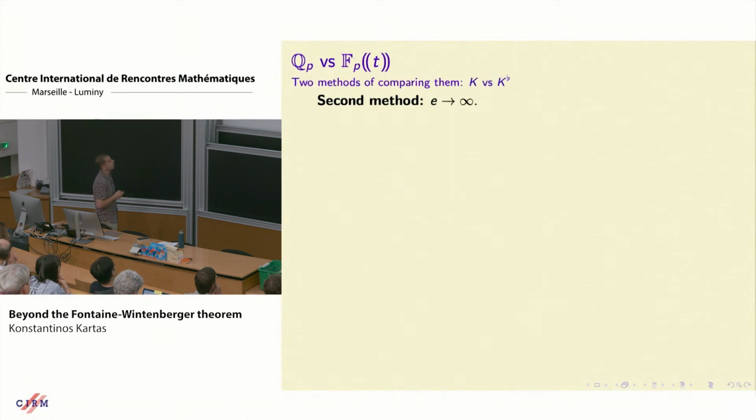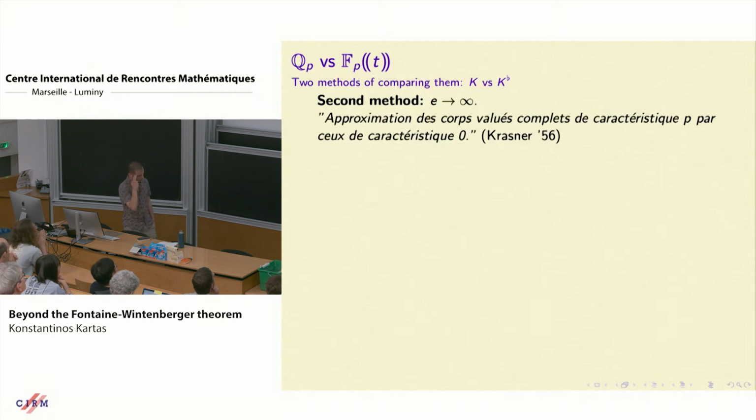But actually I'm going to look at a different method. So now this is a different game. Now p is fixed, but now the ramification, so here e stands for the ramification, the ramification tends to infinity. So I will explain later that this has gained some attention over the recent years, but actually some of the key ideas go back to this old paper by Krasner in the 60s.